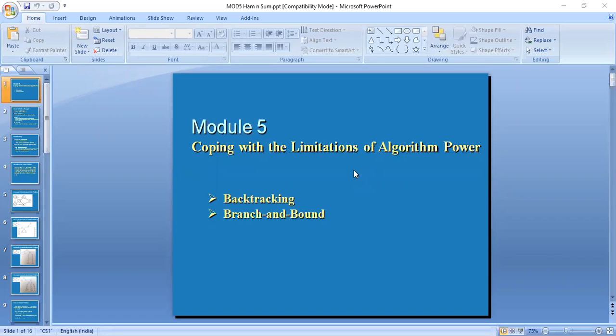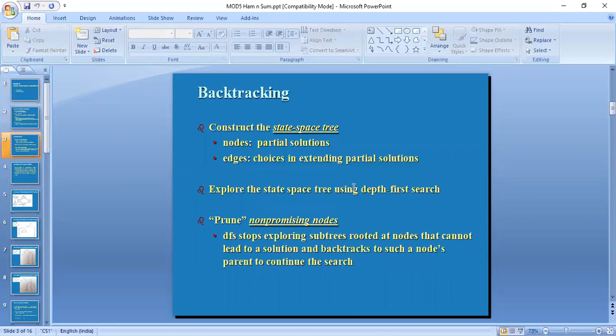We are going to start with the next problem in backtracking. In the last class, we have seen backtracking with two examples: one is your N-Queens problem and the other is your Hamiltonian circuit problem. So here I would like to move on to the next problem, that is your sum of subset problem.